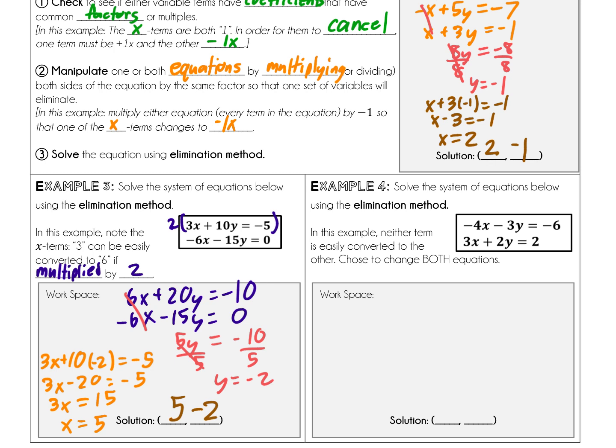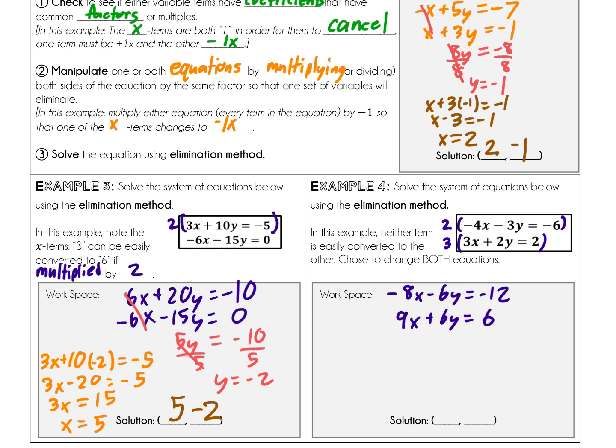Finally, let's solve the system of equations negative 4x minus 3y equals negative 6 and 3x plus 2y equals 2 using the elimination method. In this example, neither term is easily converted to the other, so we're going to choose to change both equations. The least common multiple of 3 and 2 is 6, so we're going to try and make a negative 6y and a positive 6y. Multiply the top equation by 2 to get negative 8x minus 6y equals negative 12, and multiply the bottom equation by 3 to get 9x plus 6y equals 6.